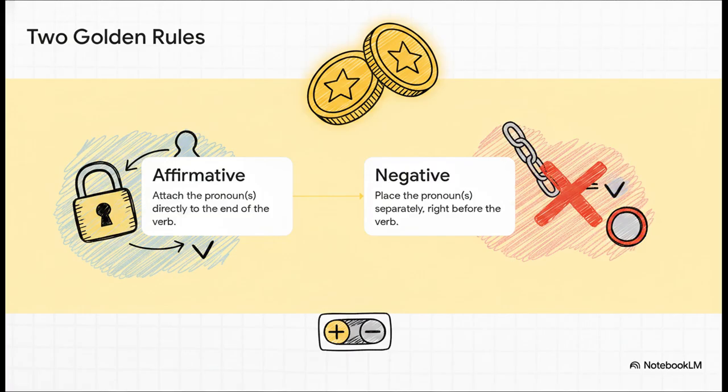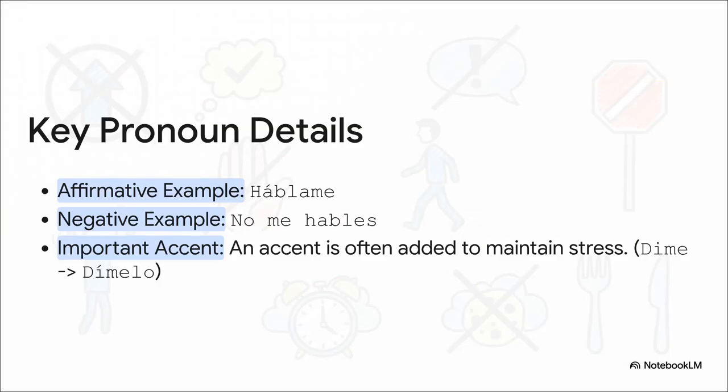So, we've got two golden rules, and they are opposites. Rule 1. If the command is affirmative, you attach the pronoun to the end, glued right on. Rule 2. If the command is negative, the pronoun goes before the verb as a separate word. That's it. Positive, attach, negative, before. It really is that simple. Let's look at it one more time. Háblame, talk to me, versus no me hables, don't talk to me.